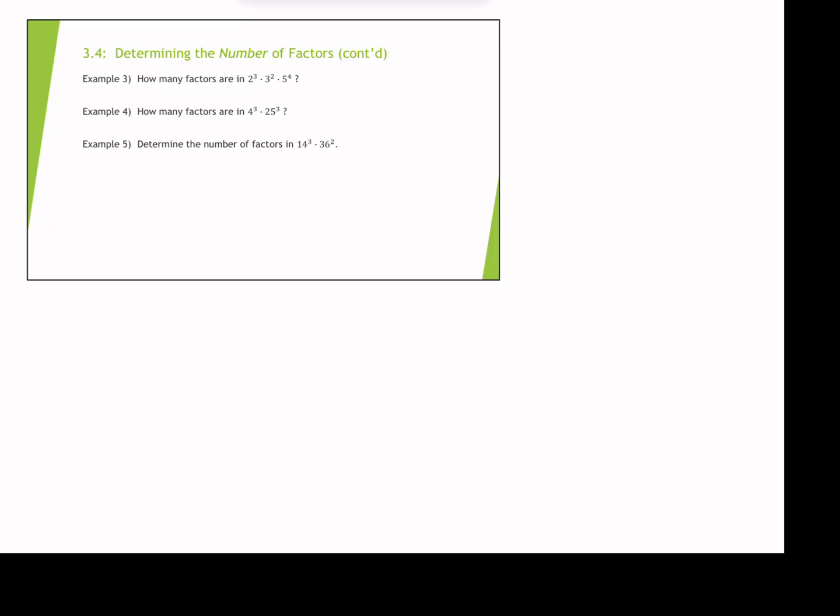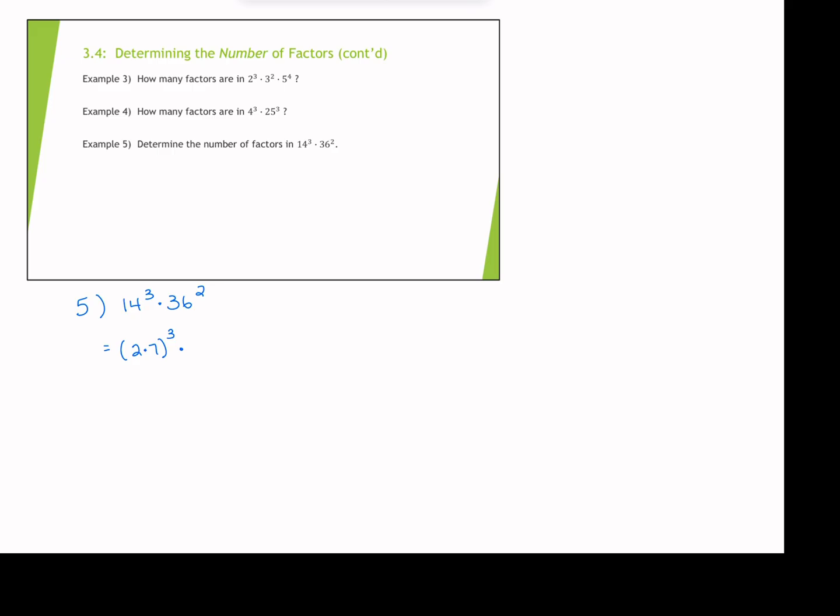For our last example here, we want to take a look and figure out how many factors there are if we're given 14 to the power of 3 multiplied by 36 to the power of 2. Now, before we can just take those powers and add 1 to each of those individual powers and multiply all those options together, we really need to make sure that we've got prime number bases before we get any further. So 14 is definitely not prime. We know that 14 written in its prime factored form would be 2 times 7. Now that's still raised to the external power of 3.